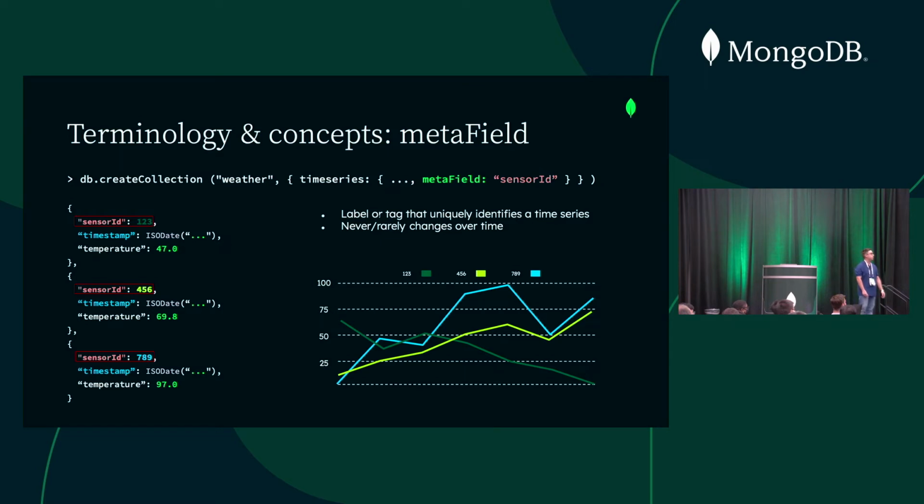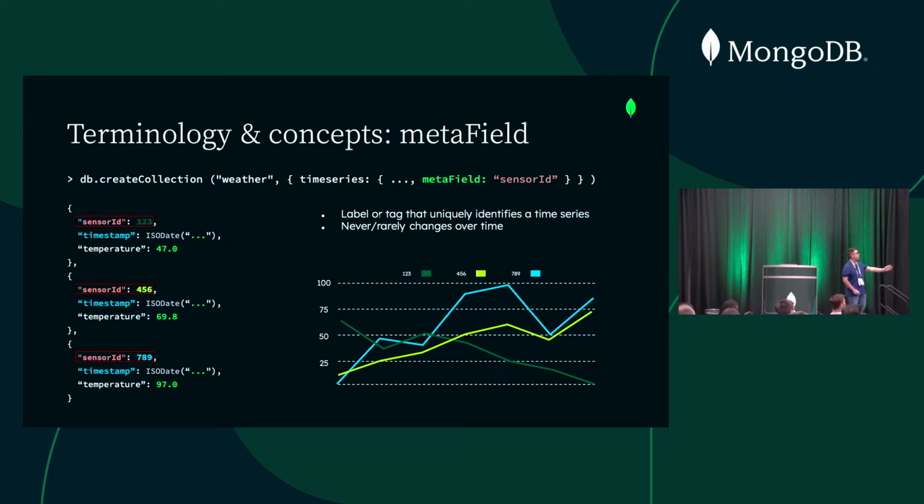So the other field in the create collection that's really important for optimizing performance is the metaField, or a piece of metadata. As we said before, time series is really about a sequence of measurements over time identified by a metaField, or metadata. And so the metaField is a label or tag which uniquely identifies your time series. What that really means is it never or rarely changes.